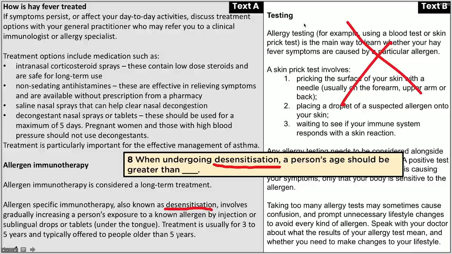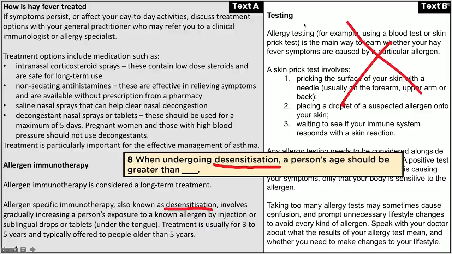Plus, I know that I'm looking for a number, a person's age. There's no numbers in text B at all. There are plenty of numbers down here. So, treatment is usually for 3 to 5 years and typically offered to people older than 5 years. Greater than, older than, I think we might have found the answer there. Do you know what the answer is?